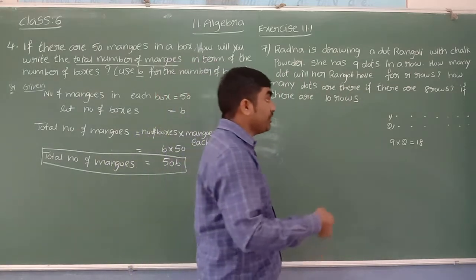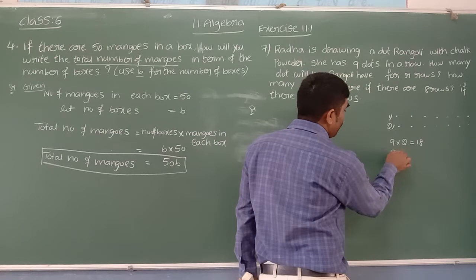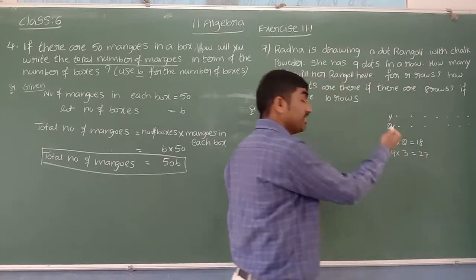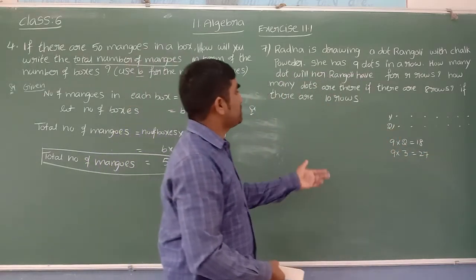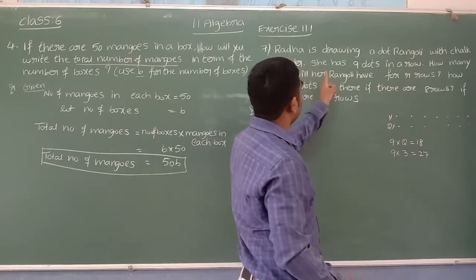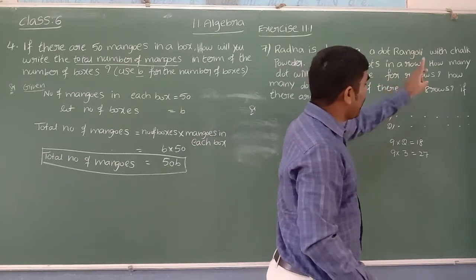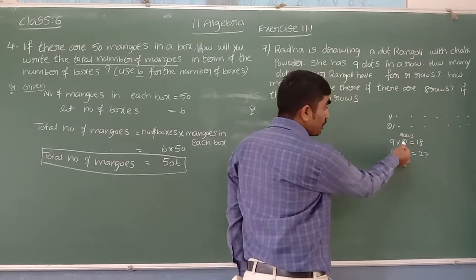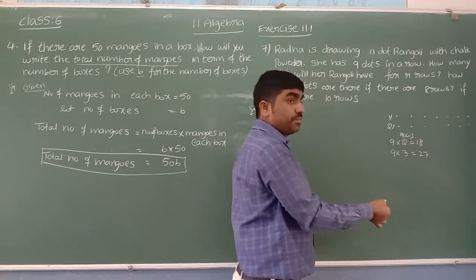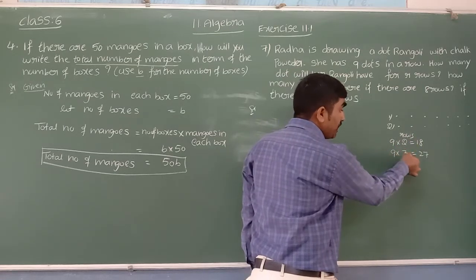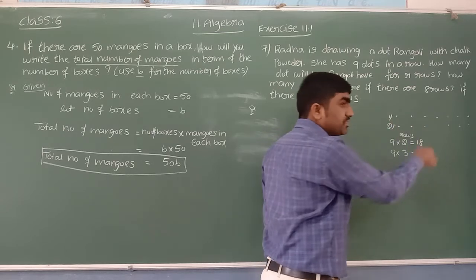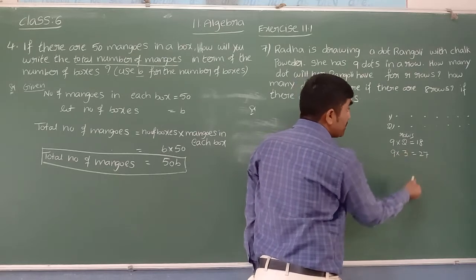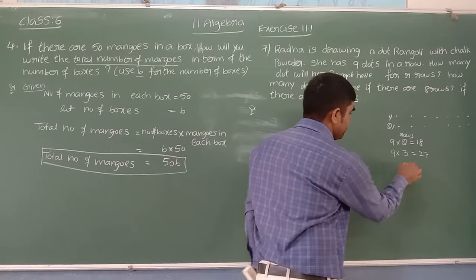If I want to know number of dots in 3 rows, in one row we have 9, if you want 3 rows, 9 into 3, 27. Like that we can find easily. Yes or no? Let us see what they said more. How many dots will her rangoli have for R rows? See here we can see rows better. If she has 2 rows, 9 into 2, 18 dots. If she has 3 rows, 9 into 3, as in each row we have only 9 dots. Number of dots in each row into number of rows. 9 into 3, 27. Here they said take R rows.